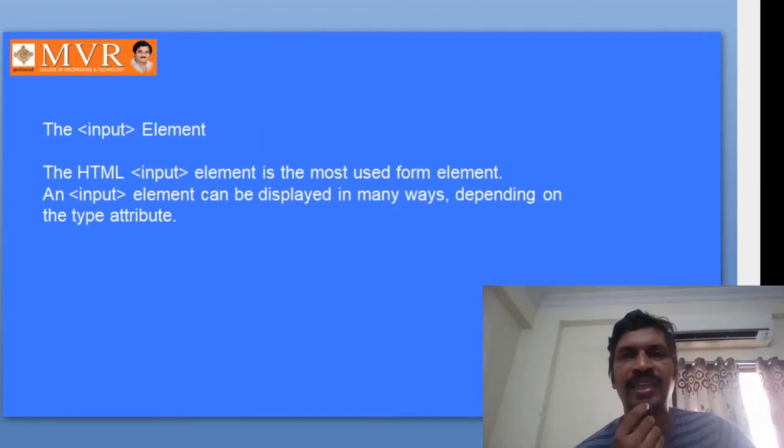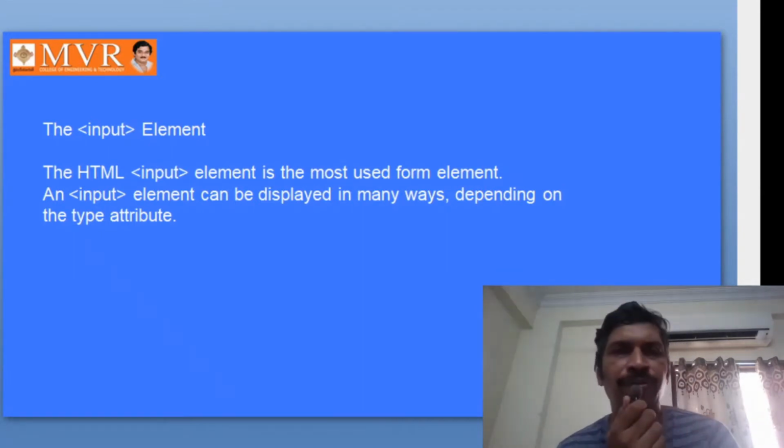Next one, a form contains elements for taking input. The basic element in a form is the input element. Frequently used element in a form is the input element. The HTML input element is the most used form element. An input element can be displayed in many ways depending on the type attribute.